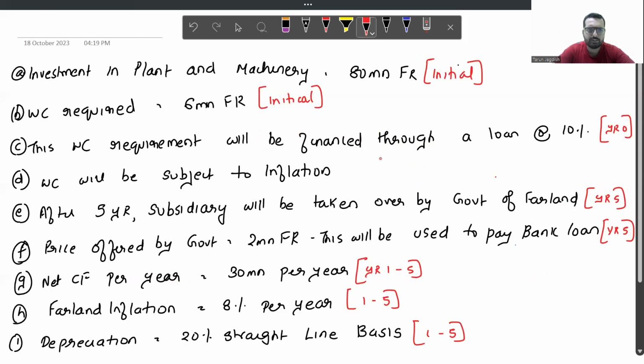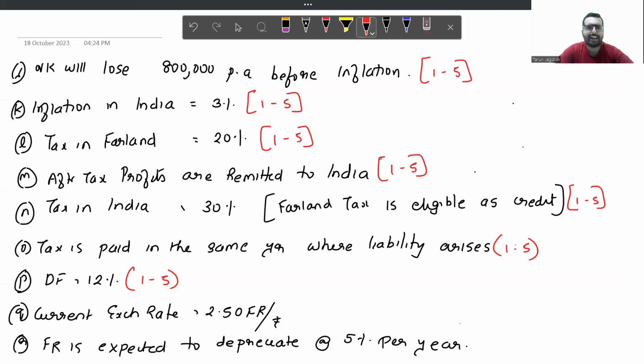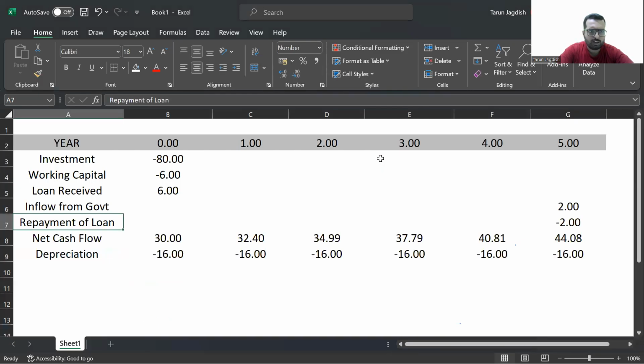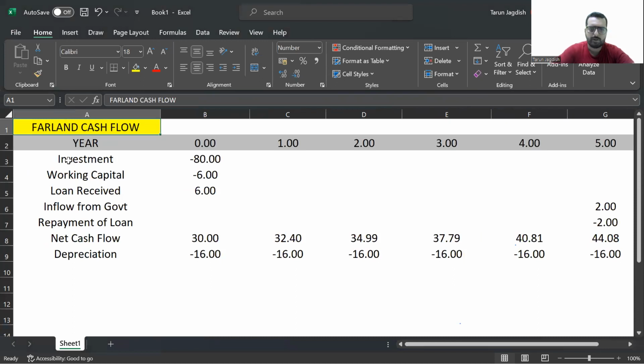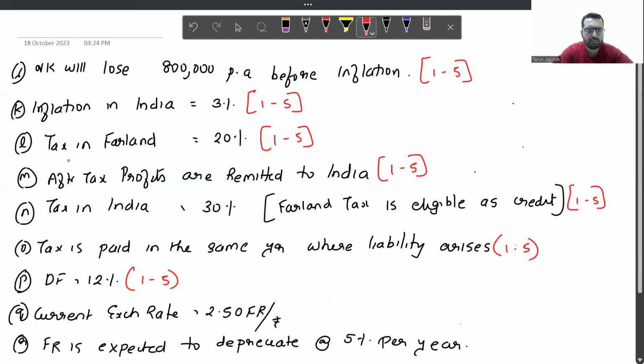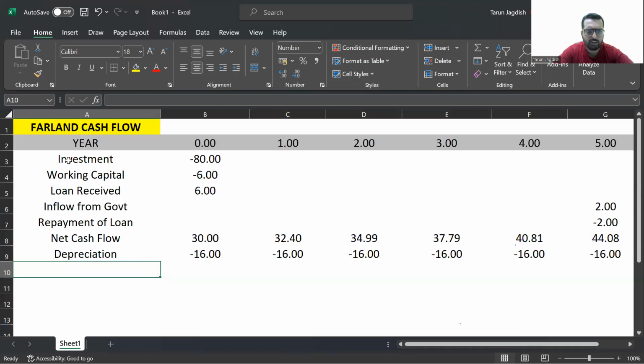We are here. Depreciation is done. Now VK will lose 8 lakhs. That we'll put it later. First, let us put the farland profits alone. So here I'll put the heading as farland cash flow. Yes. Farland cash flow. So depreciation is also put over here. What is the next thing that's coming? Inflation in India, will take it later. Tax in farland is going to be 20%. All right.